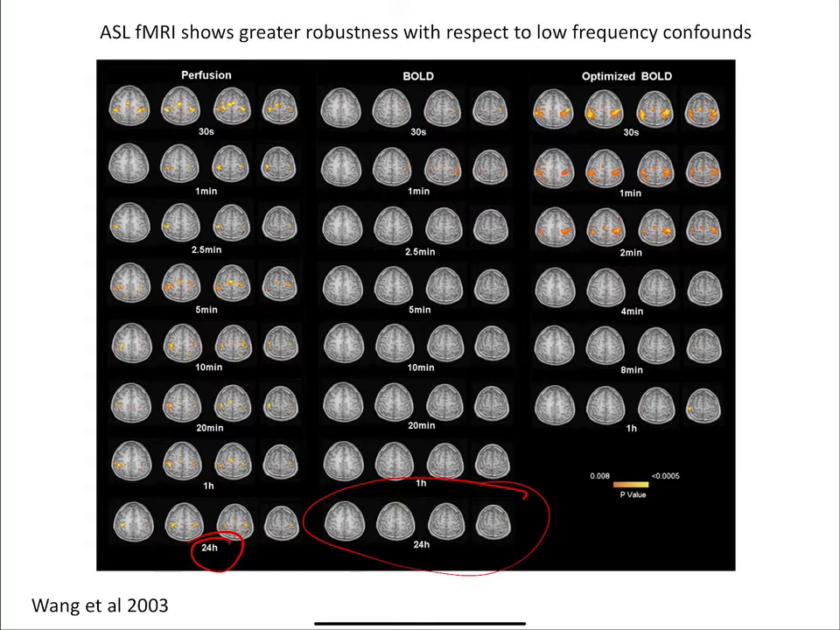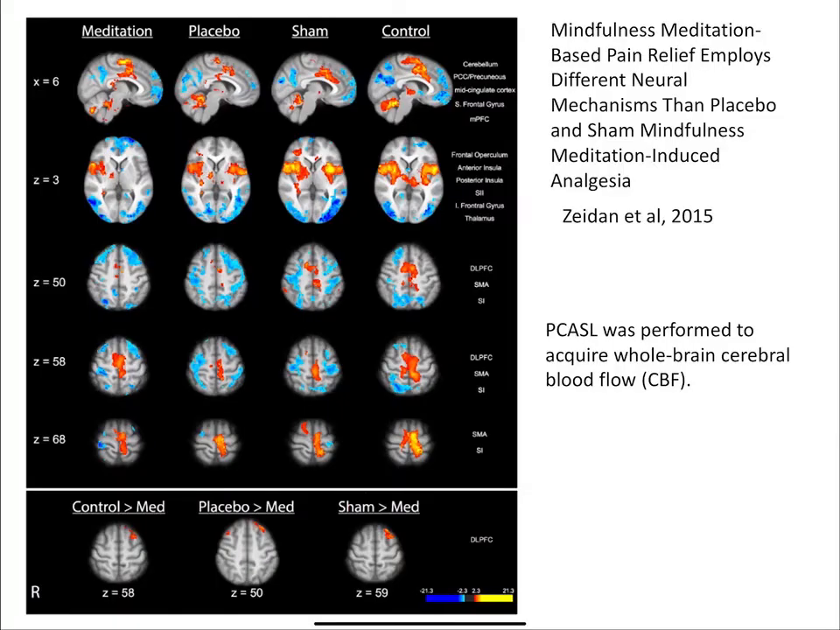So anytime you're doing something that has very long time scales, for example, things like meditation and pain, these tend to have very long time scales. This was studied by Dr. Zeidan, who's now at UCSD. This was done when he was at Wake Forest, using ASL to look at response to pain under different conditions: meditation, placebo, sham control. There he's taking advantage of the fact that ASL is inherently more robust to these very low frequency confounds. So if you are doing a study that has these very long time scales, ASL is definitely something to consider.